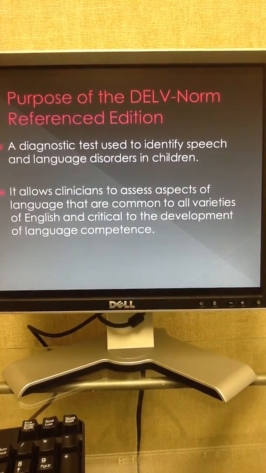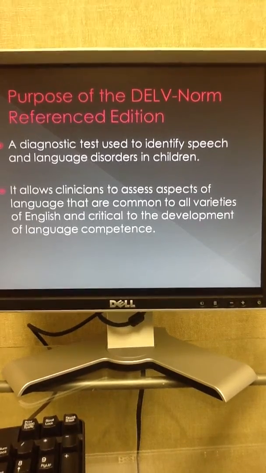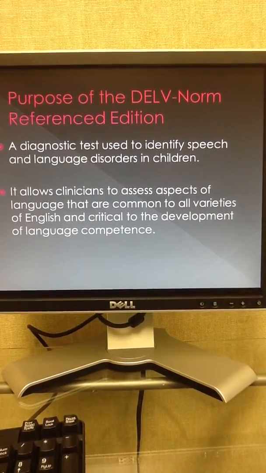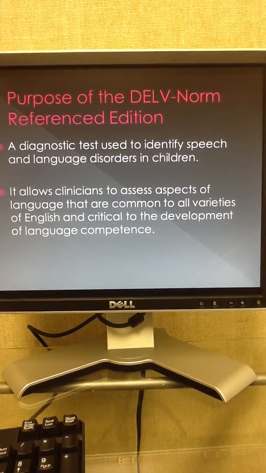The purpose of the DELV Norm Reference Edition is that it is used to identify speech and language disorders in children. It allows clinicians to assess the aspects of language that are common to all varieties of English and critical to the development of language competence. Clinicians are also able to identify a speech and language disorder in the child regardless of the variety of English that the child speaks, and that's why this is such a good test to use.